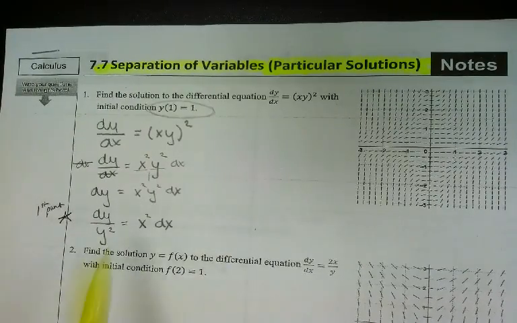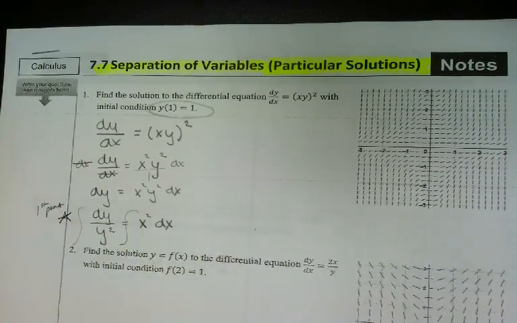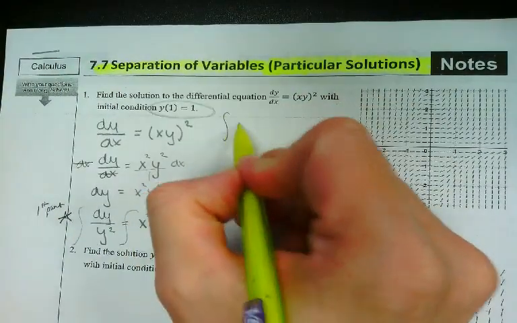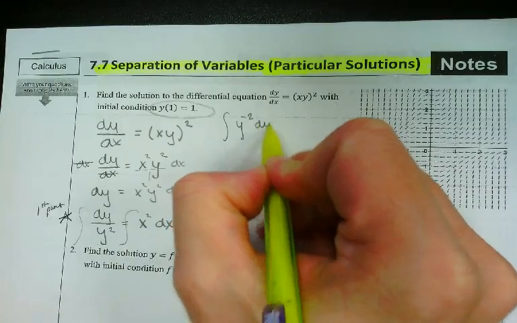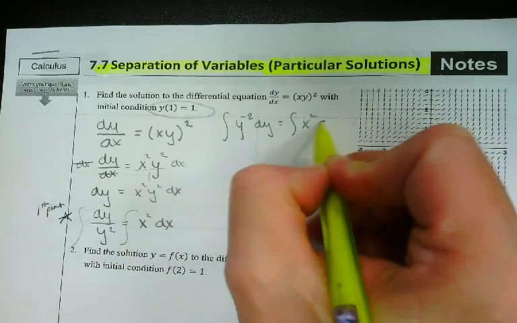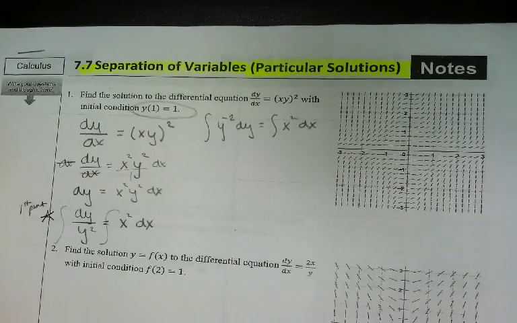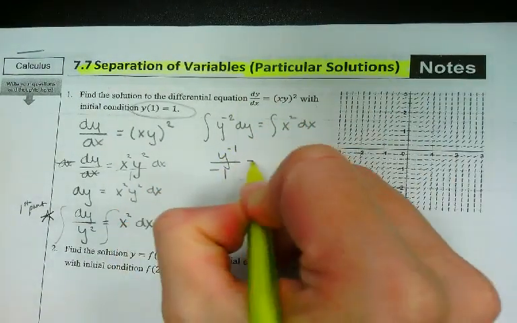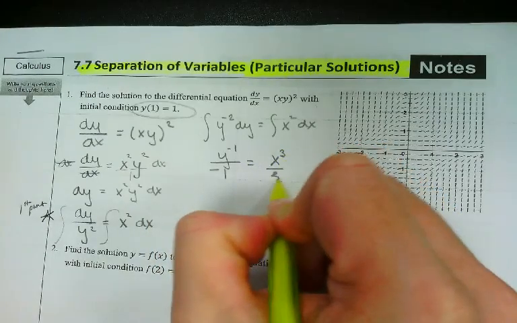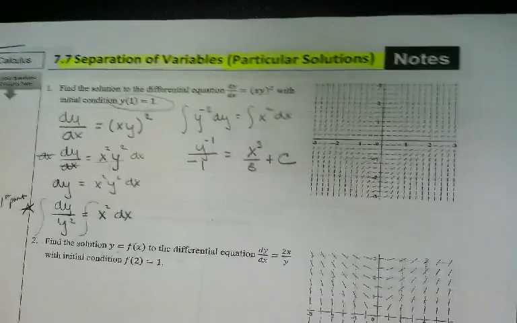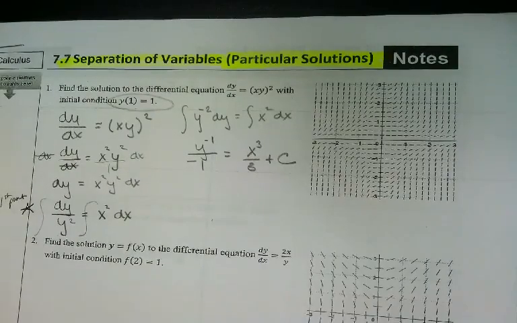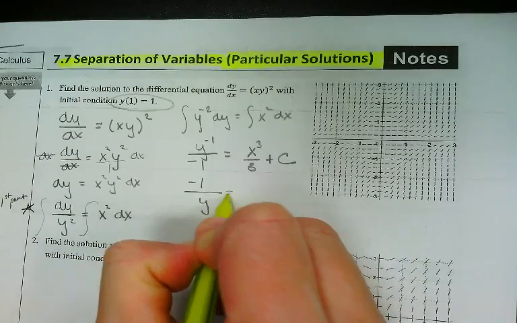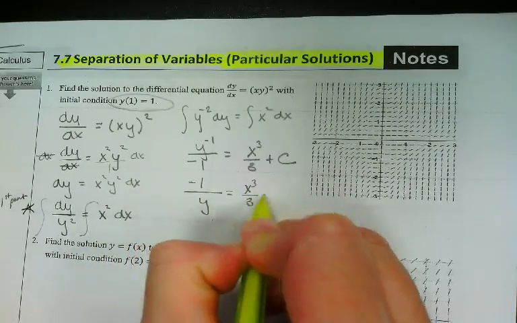Okay. So now again, we separated. We're going to integrate. The left side, obviously I have to rewrite. I can't have a variable in the bottom, so I'm going to rewrite that as y to the negative 2 dy equals the integral of x squared. And then just integrate. So I get y to the negative 1 over negative 1 equals x cubed over 3 plus c. Again, just the power rule for integrating. And rewrite that as negative 1 over y equals x cubed over 3 plus c.